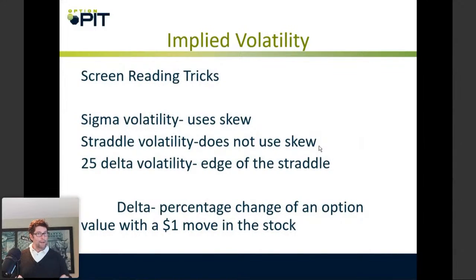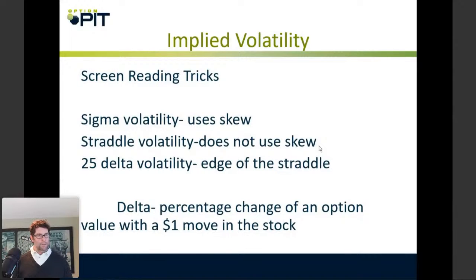Your 25 delta vol, 25 delta options are generally at the edge of the straddle. That's why it's useful. So you're getting the individual vol, the difference between the out of the money put and the out of the money call volatility at a 25 delta. Why do they pick 25 delta? Because it's basically a straddle width away from the money.